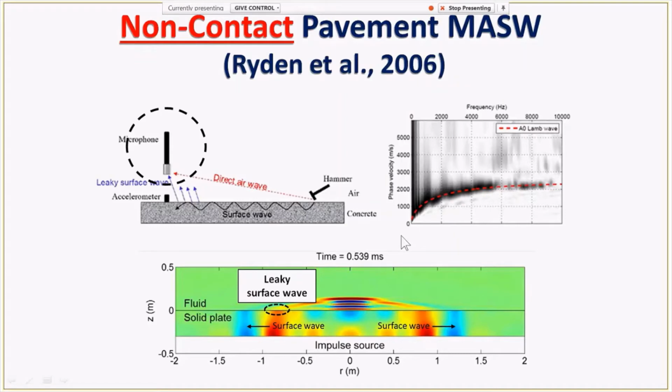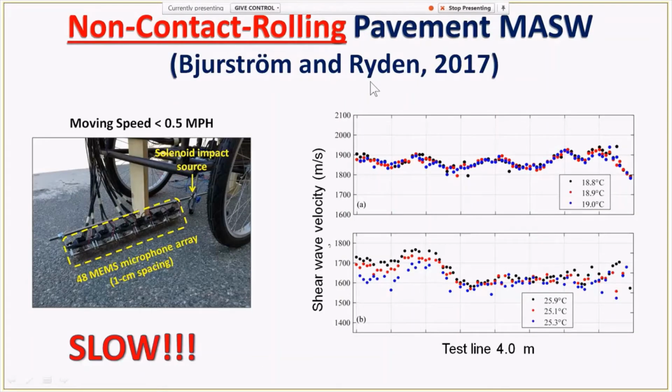So Dr. Ryden and his students came up with this apparatus, which is a 48-channel MEMS microphone array. In other words, there are 48 small microphones attached at the bottom of this array. One MEMS microphone is smaller than your thumbnail size. So 48 MEMS microphones are arranged at the bottom of this array with 0.75 centimeter spacing. So this total length is about 40 centimeters long.